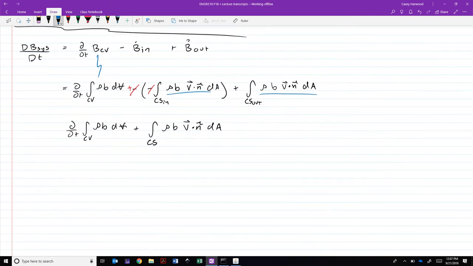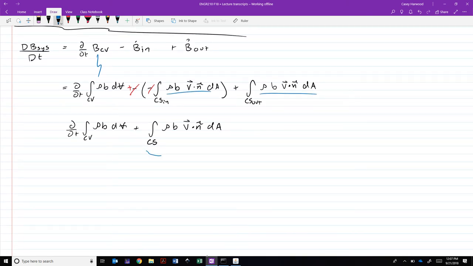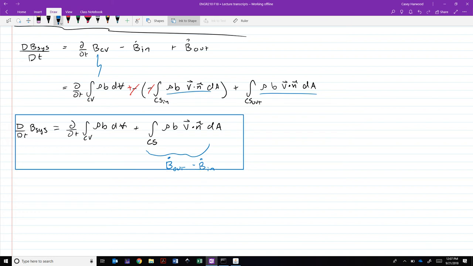This second part, the single integral, accounts for B out minus B in. And then on the left-hand side, we set this all equal to d/dt of B system. So this here is the full expression of Reynolds' transport theorem.